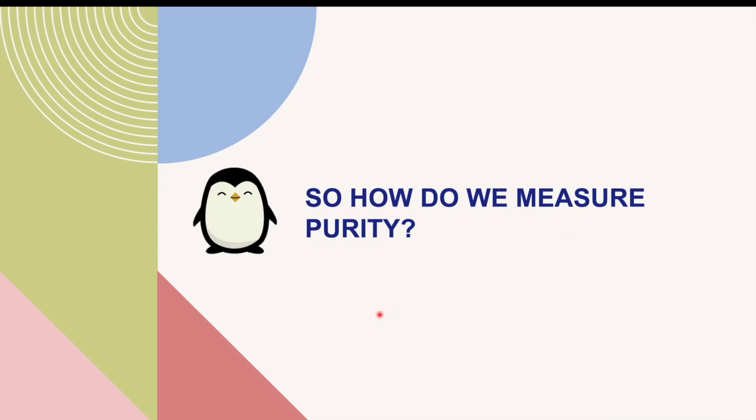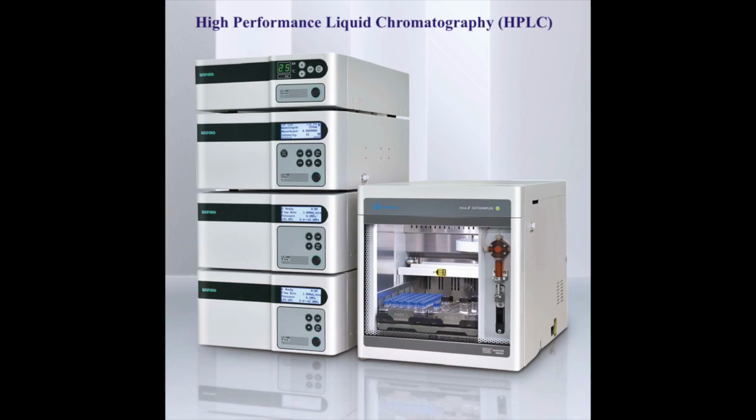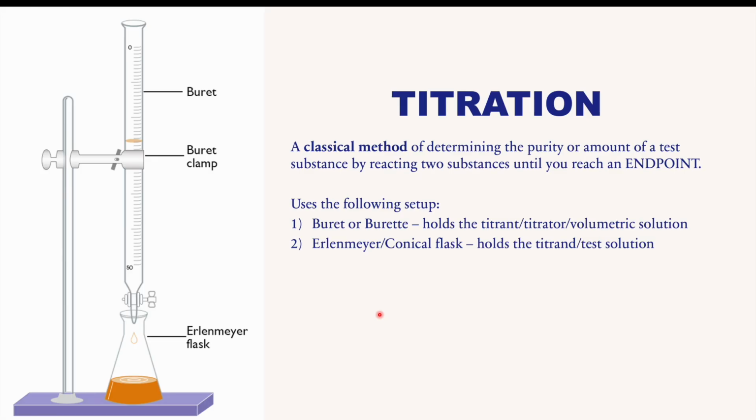How do we exactly measure purity? There are so many techniques. Some of them are really advanced, like your HPLC. But the reality is we still do your classical methods. Your classical methods are your traditional methods, very manual, benchtop kind of experiments. So you can see your glasswares in action. So titration is a classical method of determining the purity or amount of a test substance by reacting two substances until you reach an endpoint.